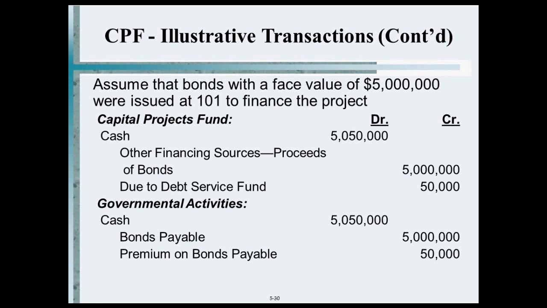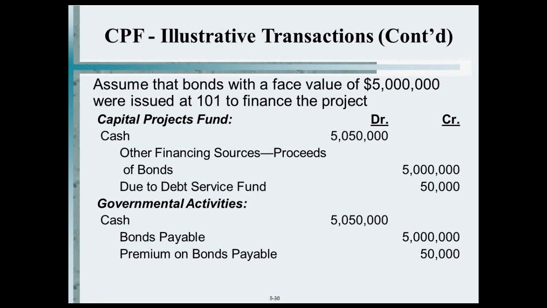And where do you get the bonds repaid? From the debt service fund. So this is what it's saying. Capital Projects Fund received $5,050,000 for this project. Other financing source, proceeds of the bond, $5 million, and they are going to send $50,000 to the debt service fund. That's the premium.